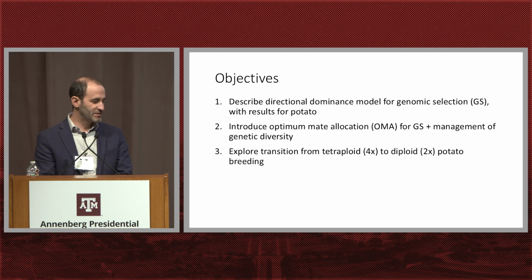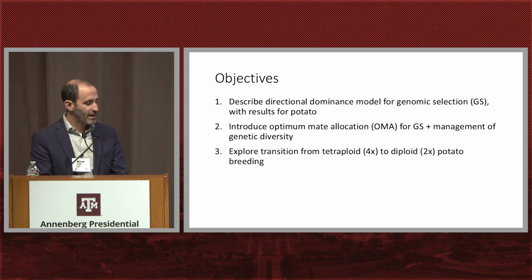The first one is explaining what we call the directional dominance model. How do you account for dominance and inbreeding depression in an outbred crop, whether that's a diploid or in my case a tetraploid, and then some results for what that looks like in our breeding program.